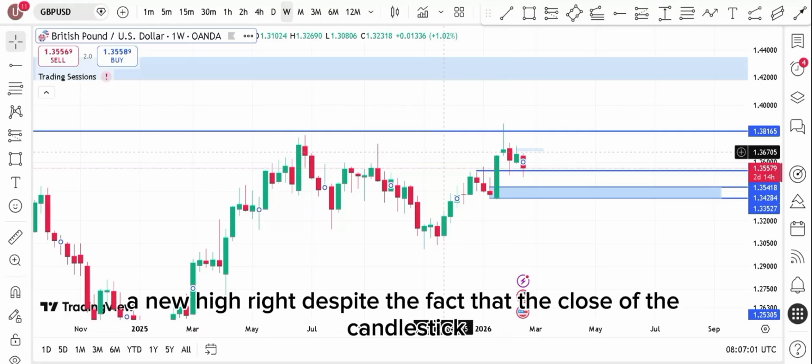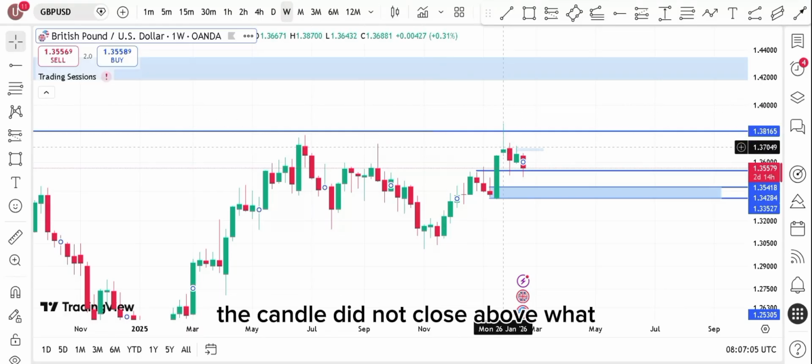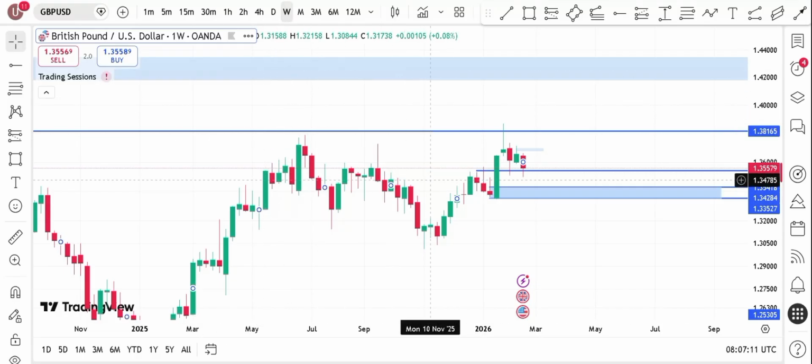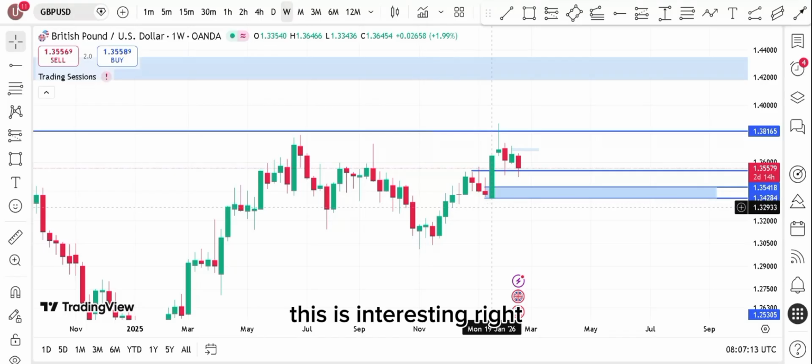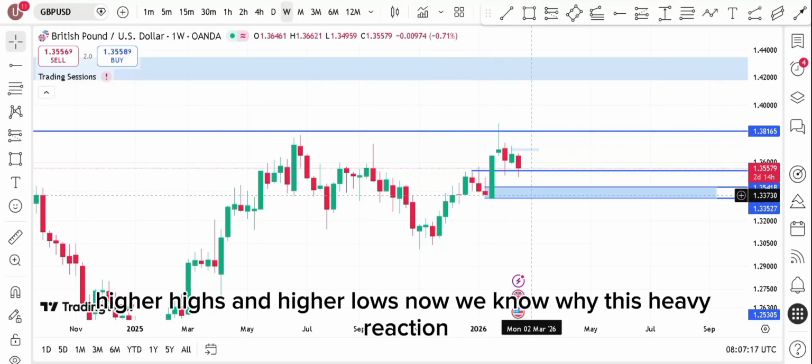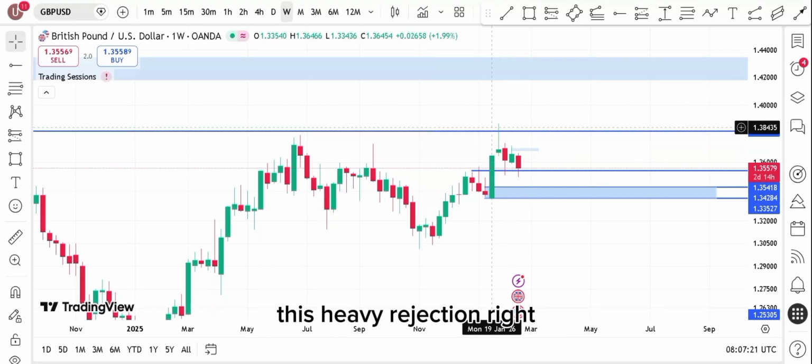Despite the fact that the candlestick did not close above the recent high, we've taken this area. Now this is interesting, right? Because we are having higher highs and higher lows. Now we know why this heavy reaction, this heavy rejection, right?